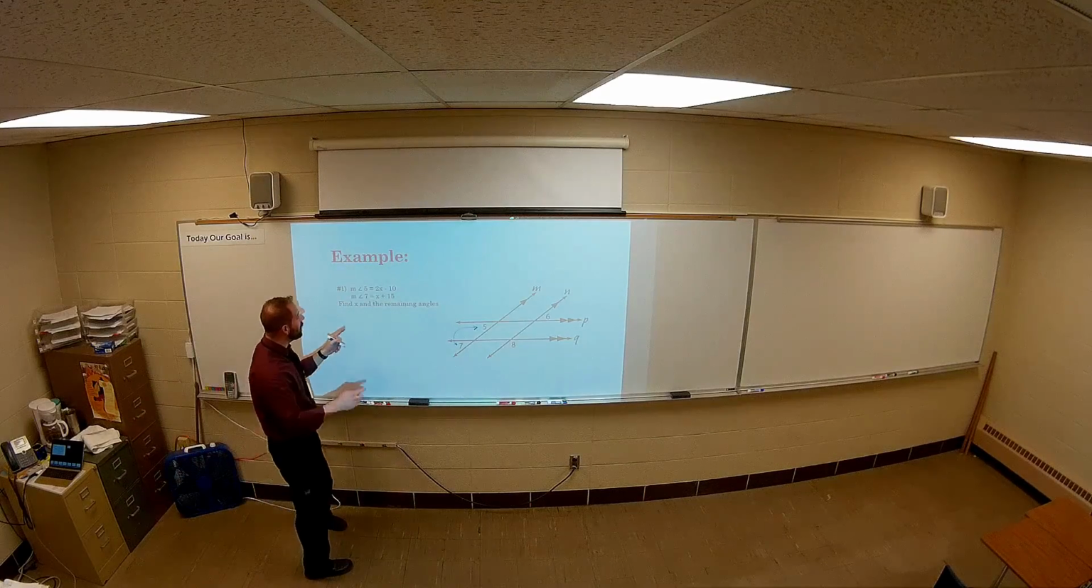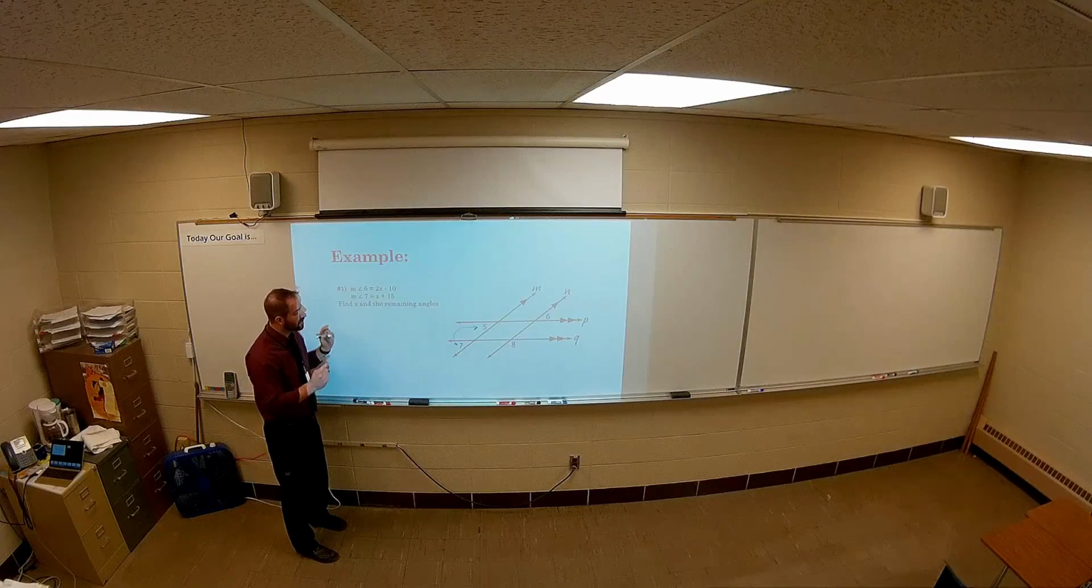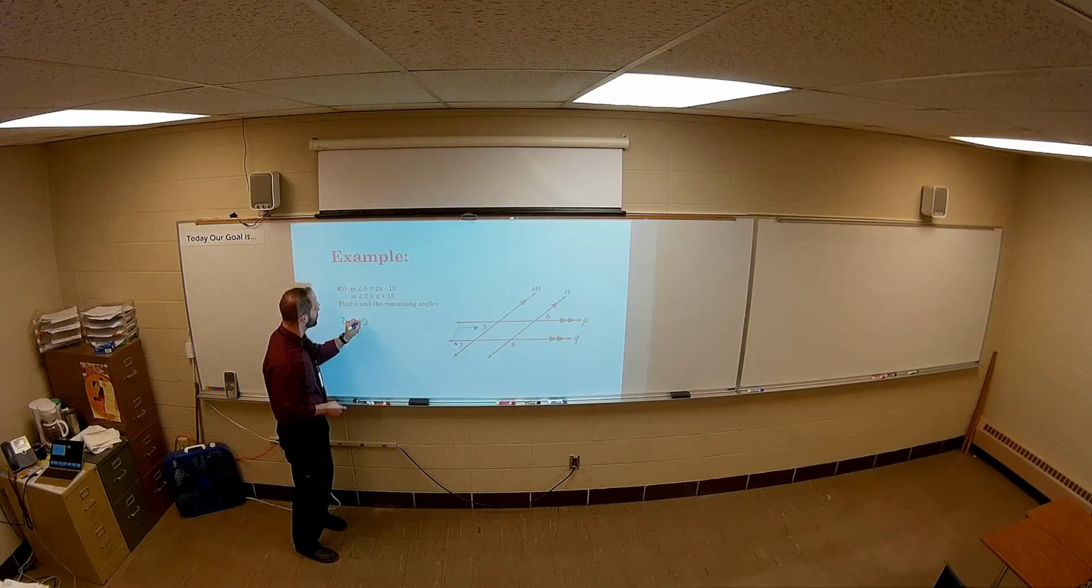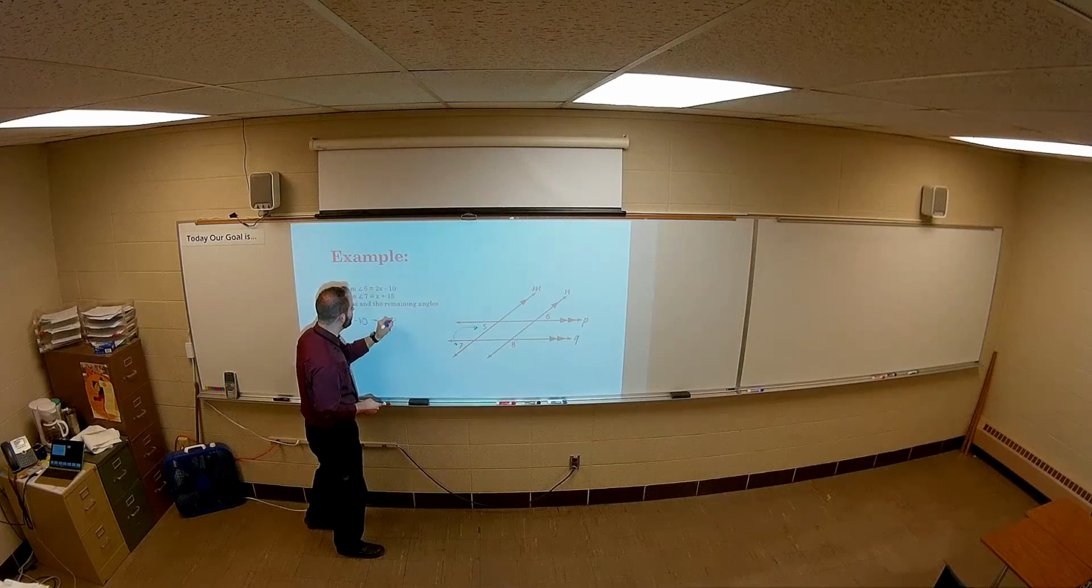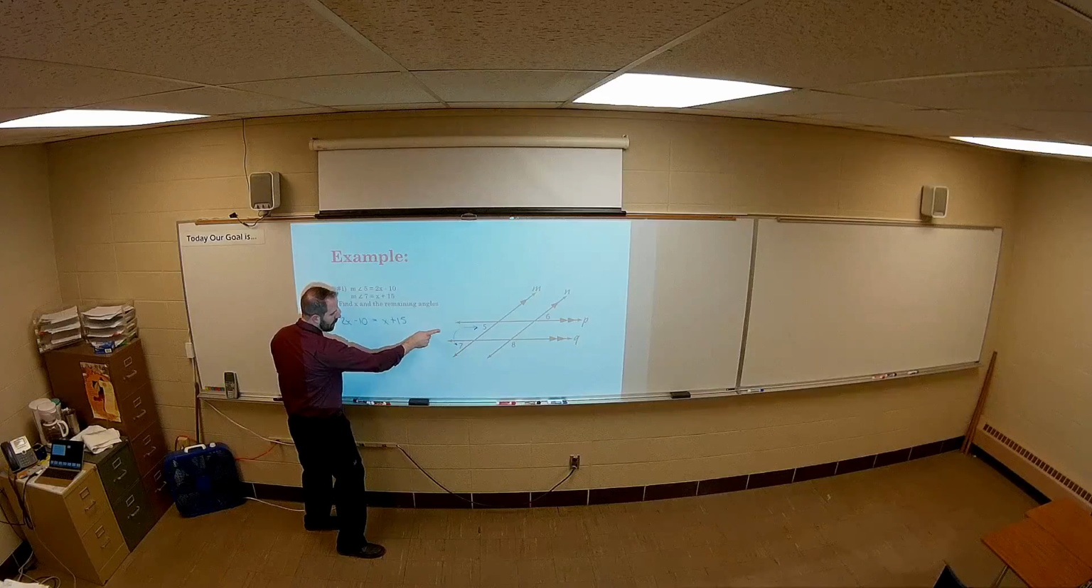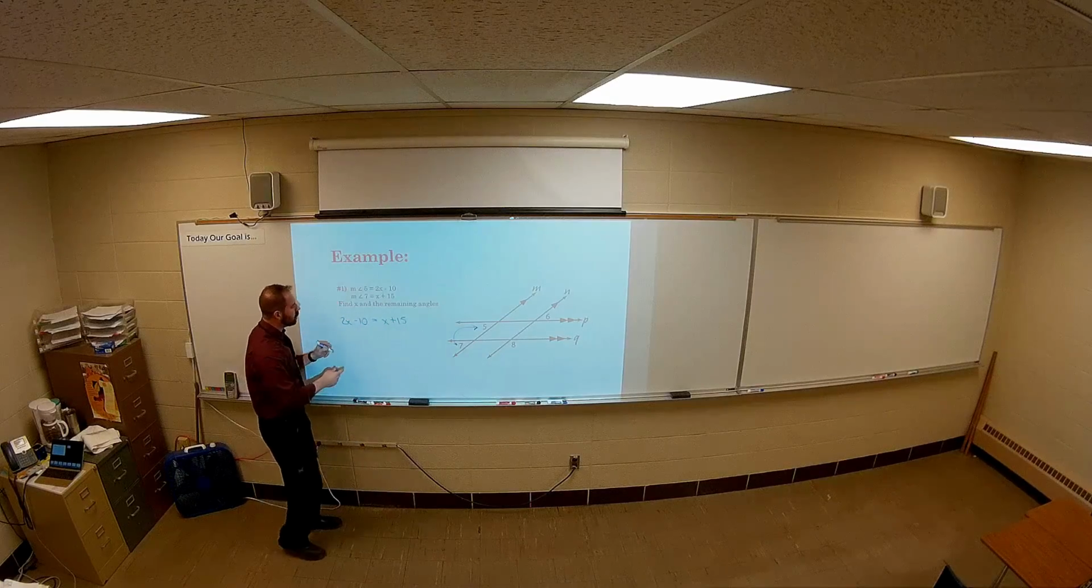So, if you know that 5 and 7, those two angles, are supposed to be the same angle, that means you can set them equal to each other. They're the same angle. Even though they have different labels, these are supposed to be the same angle from that picture. So, I set them equal, I'm going to solve.